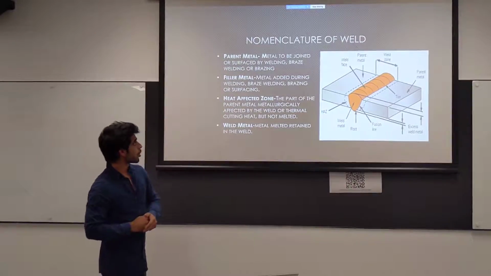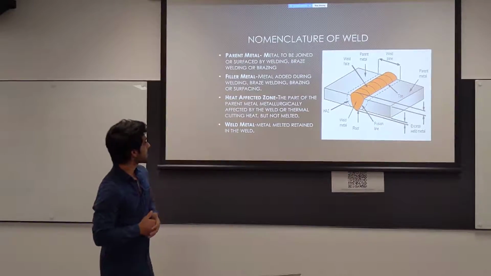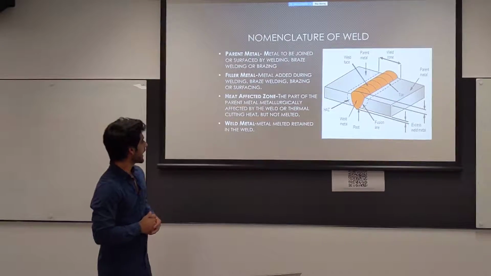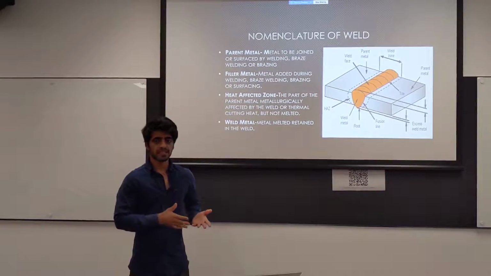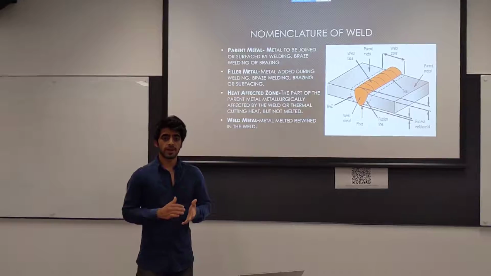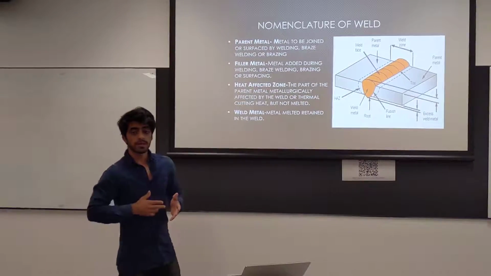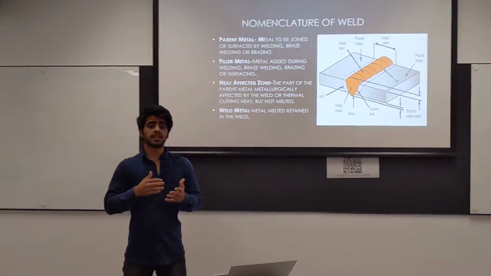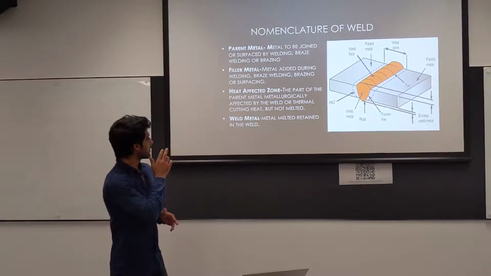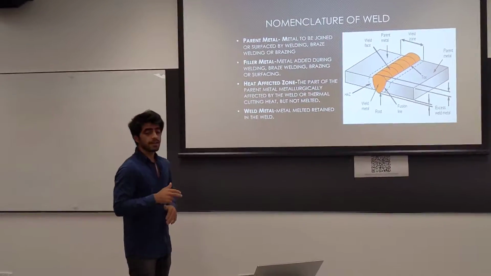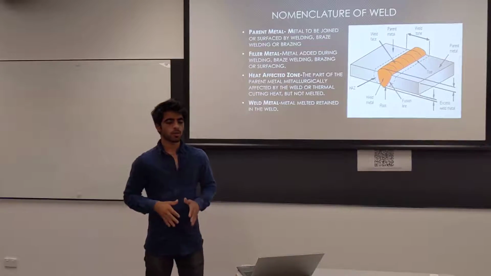I have specified a few nomenclature of weld so that you understand completely. Few terms, that is parent metals, filler metals, heat affected zone, and weld metals. The parent metal is the metal to be joined or surfaced by welding, braze welding or brazing, and the filler metal is the metal added during welding, braze welding, brazing or surfacing. The heat affected zone is a part of the parent metal metallurgically affected by the weld or thermal cutting heat but it is not melted. And lastly, the weld metal is the metal melted and retained in the weld. That is, all the metal melted during the making of a weld is retained in the weld.